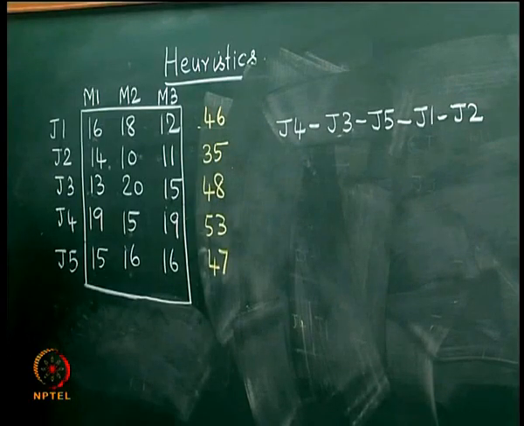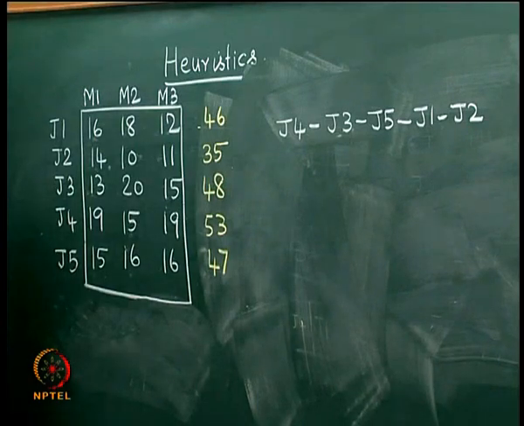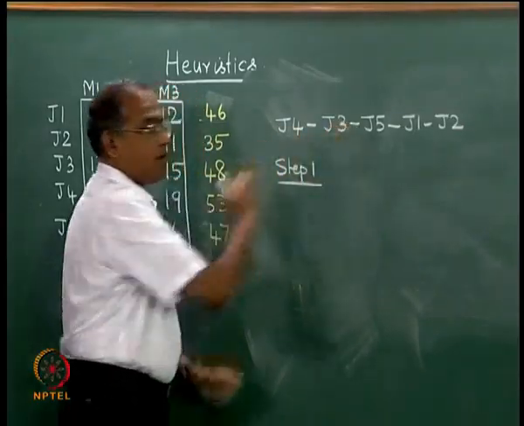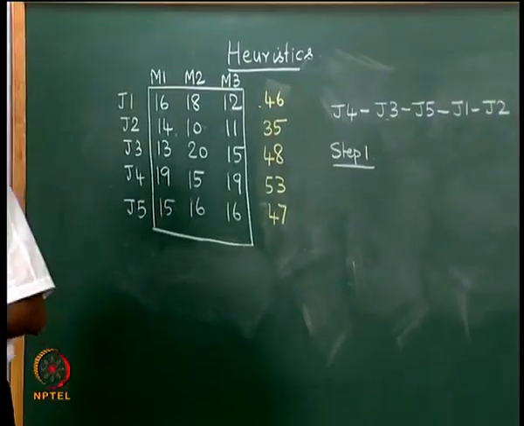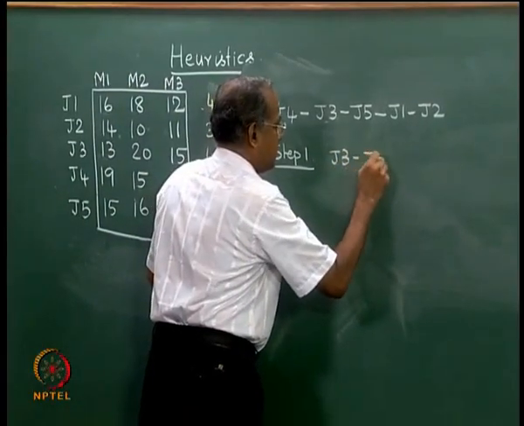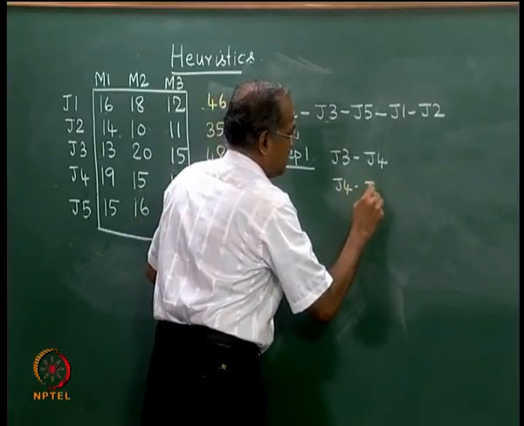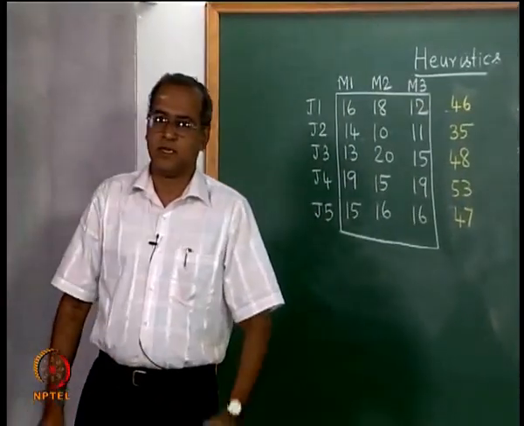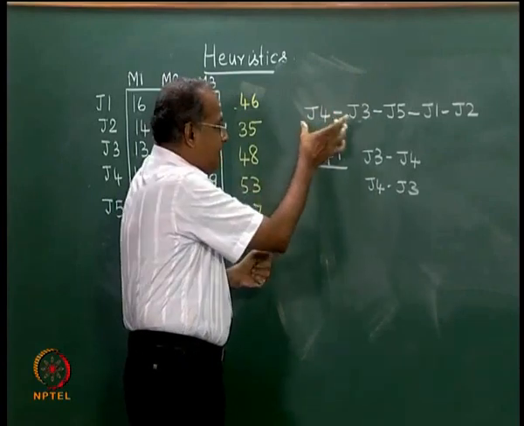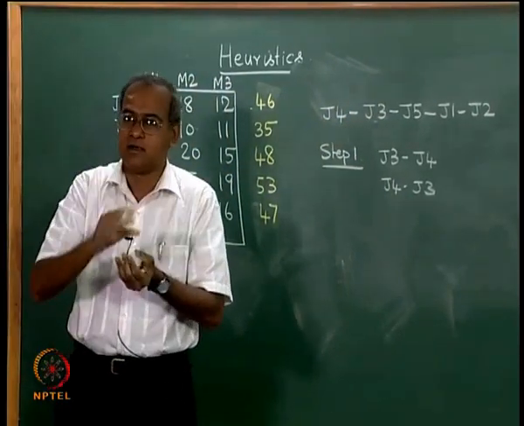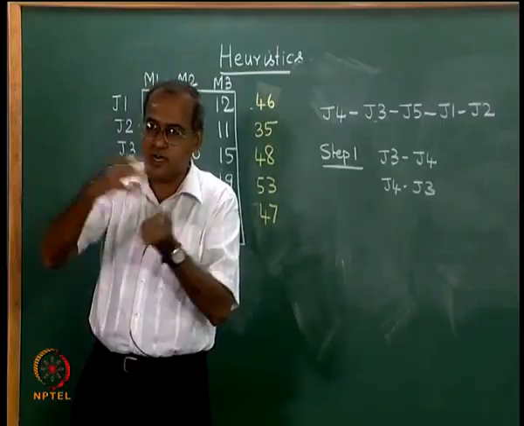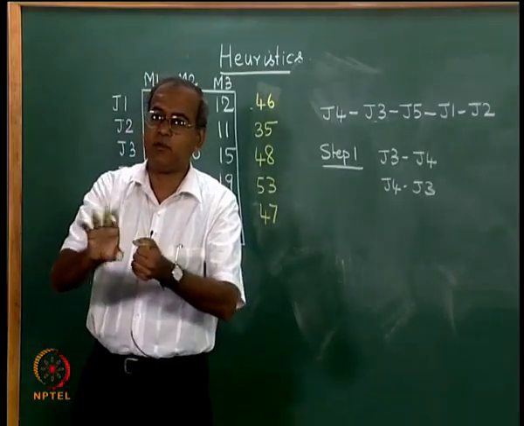Now, we take the first two of these, which are J4 and J3. So step 1, take J4 and J3. Now, J4 and J3 can be permuted in two ways, which is J3 J4 and J4 J3. When I say take the first two, we are taking J4 and J3, not necessarily in that order, not J3 following J4. So, if we take only J4 and J3, there are two jobs and they can be permuted in two ways.